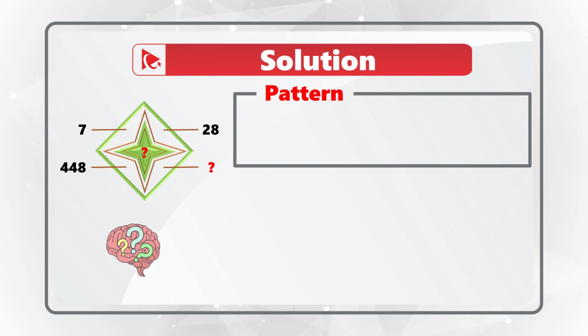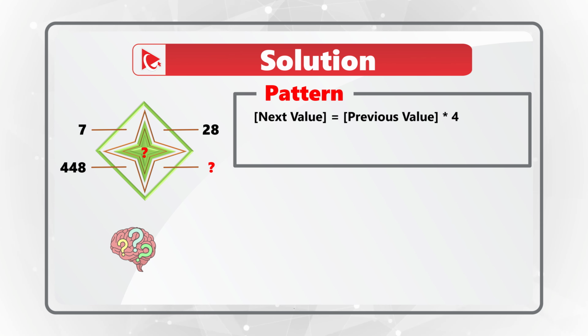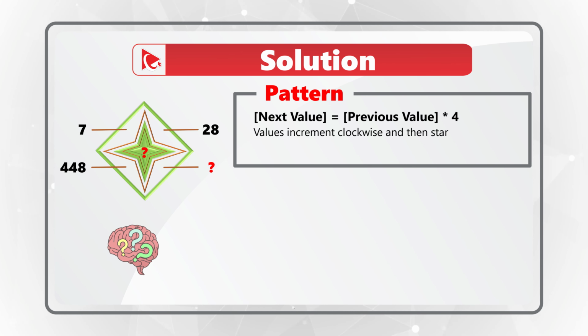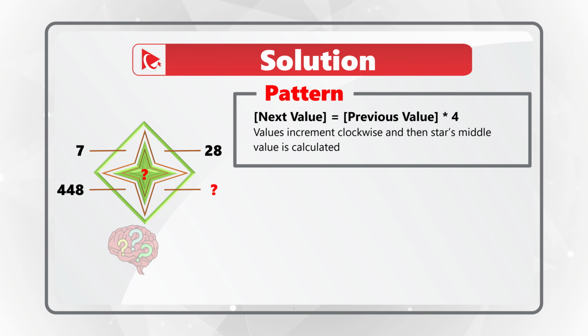And the pattern here is that the next value is calculated as the previous value multiplied by 4. Values increment clockwise starting at 11 o'clock, and the missing value in the middle of the star is calculated last. Let's use the formula to calculate the missing value.